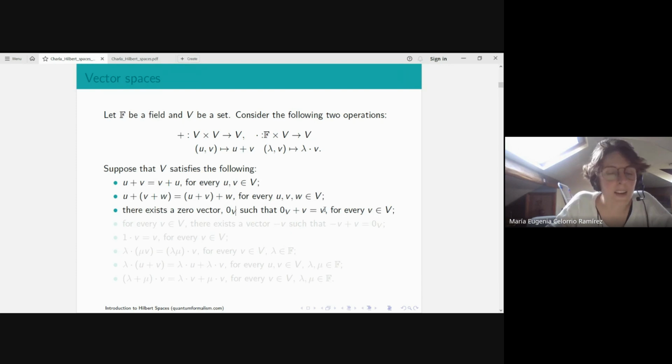So it's just a matter of keeping track of whether we are talking about a number or a vector. So this zero vector, what happens is that whenever we add it to any other vector, it's as if we were doing nothing. So we just keep the same vector.